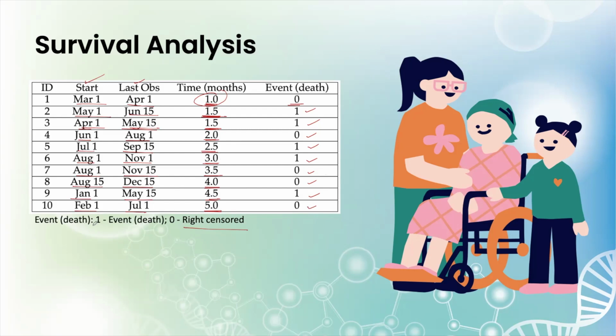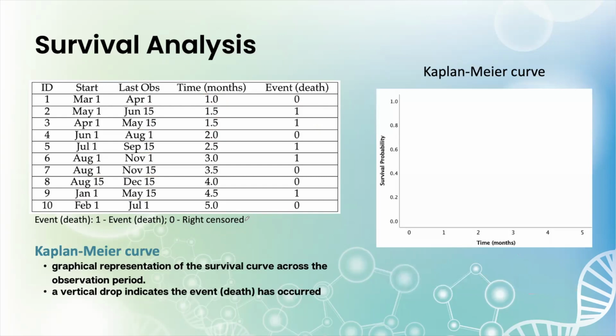Okay, so 1 here means the event already occurred, or in other words, the patient died, while 0 means the event has not occurred yet. Now, we may display this data in what we call the Kaplan-Meier curve, which is a graphical representation of the survival curve across the observation period. A vertical drop indicates the event, or death, has occurred.